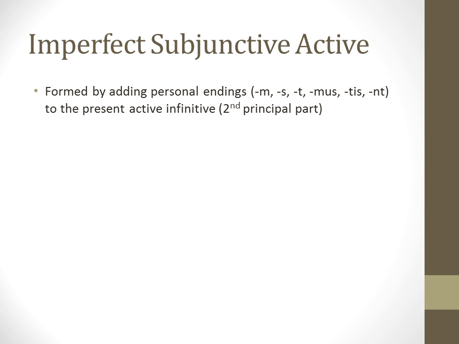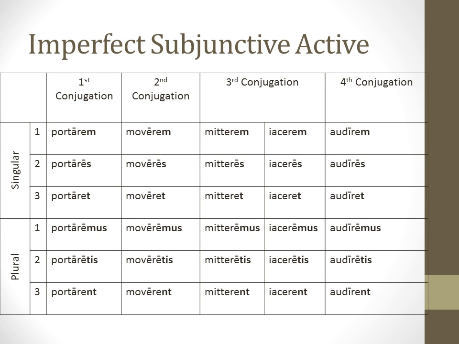Let's clarify. Personal endings, well, that's just M, S, T, mus, tis, nt, the I, you, he, she, it, we, y'all, they, that we know very well. And the present active infinitive, that's the second principal part of a verb. So it's actually pretty easy. If you think about it, you take the infinitive and you add M, S, T, mus, tis, nt, and you then have an imperfect active subjunctive.